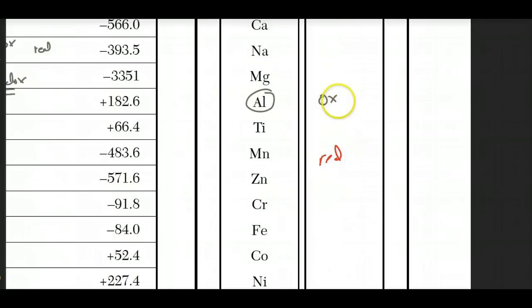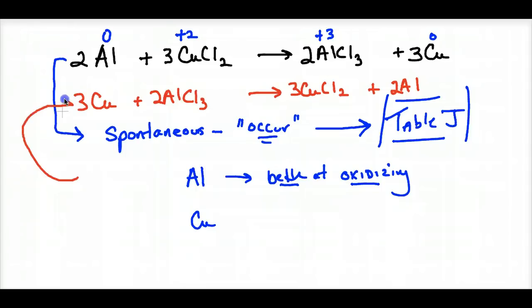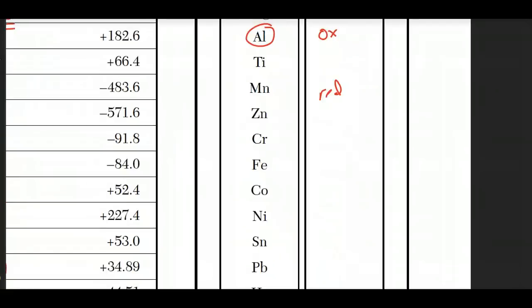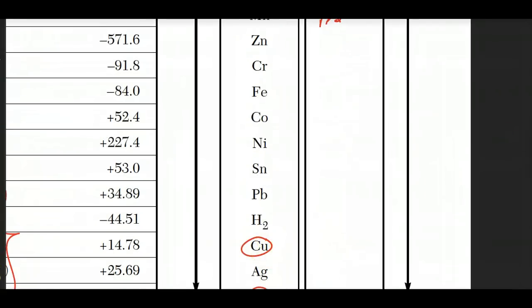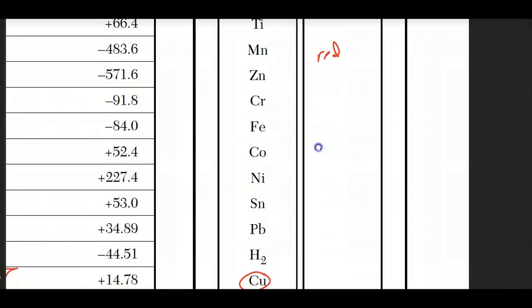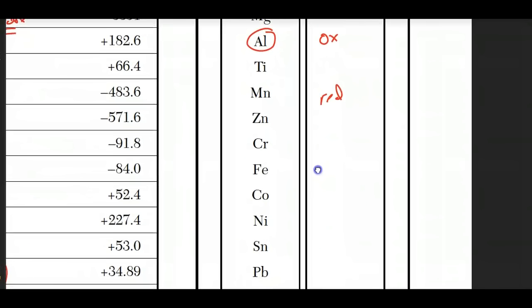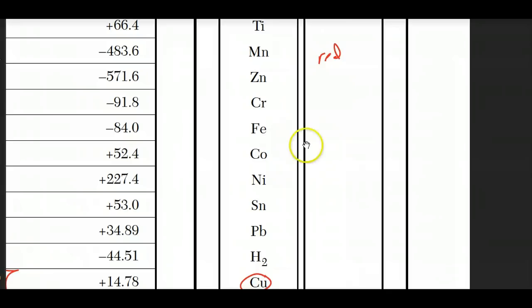If I wrote the reaction the opposite way, copper would need to oxidize and aluminum would have to reduce, right? This is going from plus 3 down to 0. Copper 0 becomes positive, going up. So this would have to oxidize. But in Table J, copper is not above aluminum. So copper is not going to oxidize where aluminum gets reduced. That won't work. That would give me a non-spontaneous reaction that does not occur.